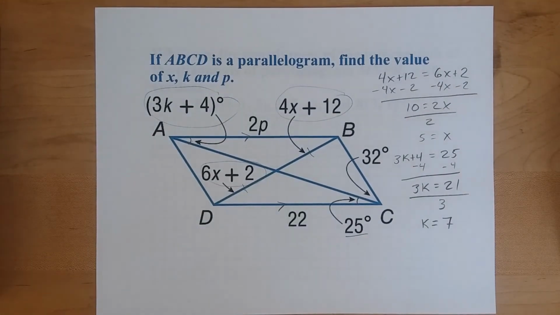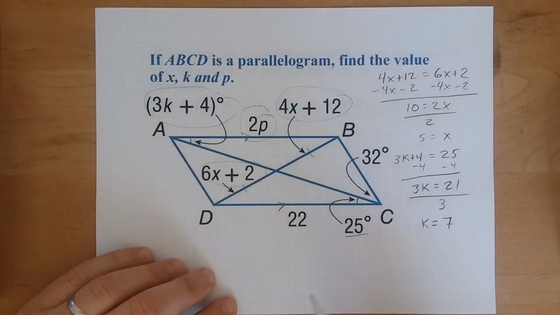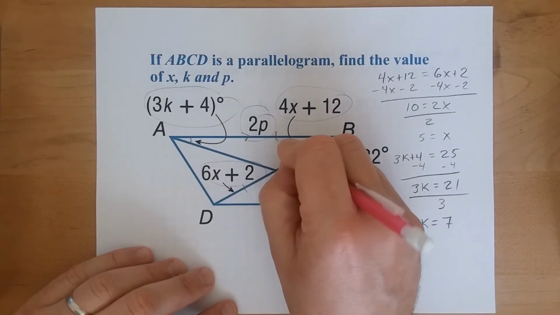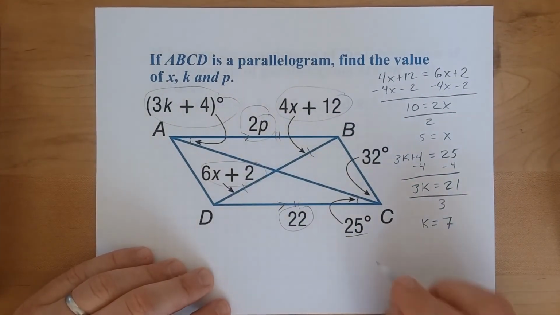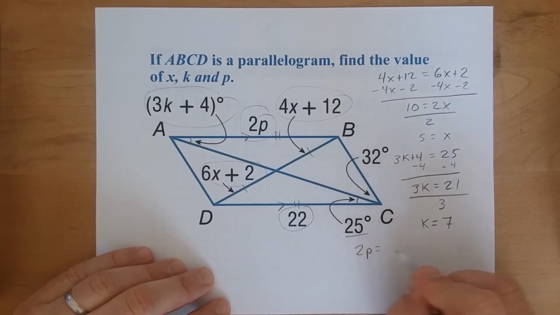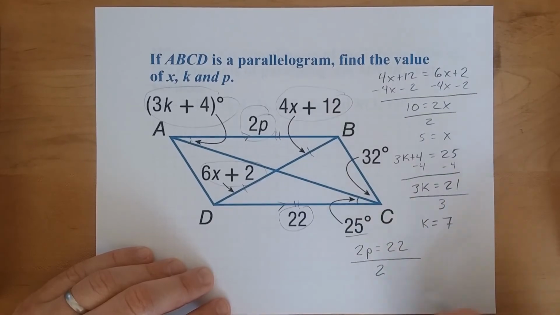And lastly, we've got p. P is in this expression here, which represents the length of side AB. And I know if it's a parallelogram that these opposite sides must be congruent. So 2p must equal 22. And I can divide both sides by 2, and I get p equals 11.